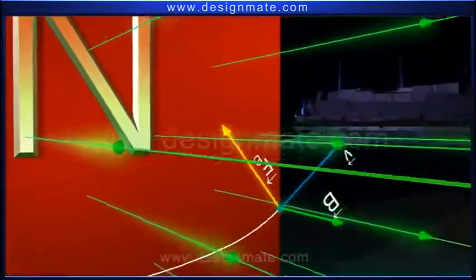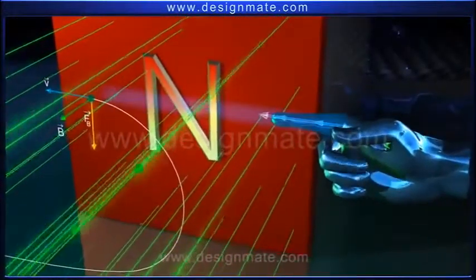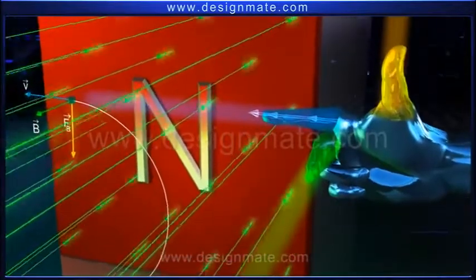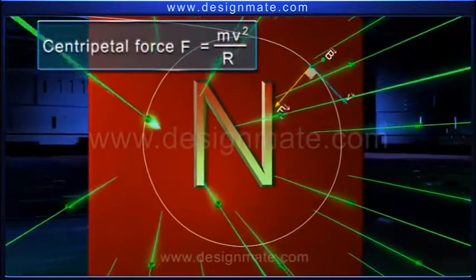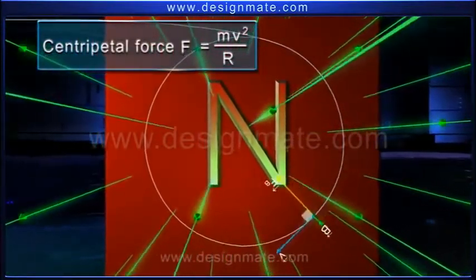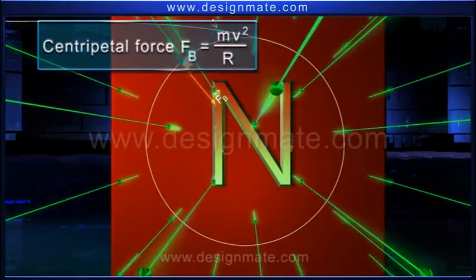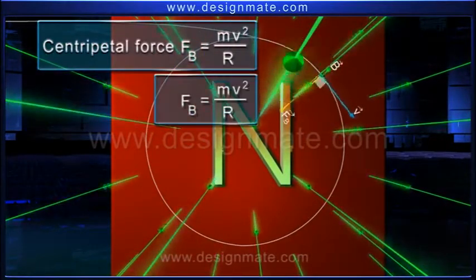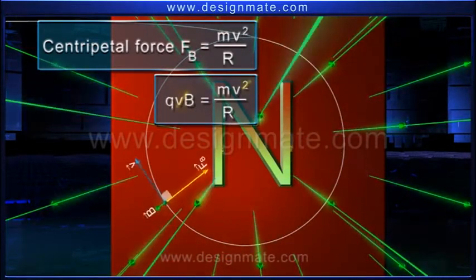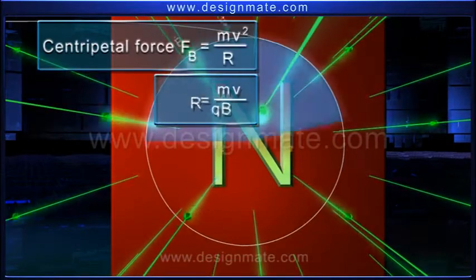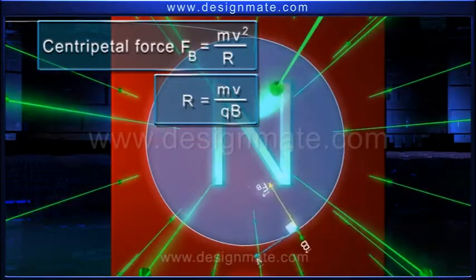The above fact is true for the negative charge also, but the direction of the magnetic force acting on it is opposite to that given by the thumb in the right-hand rule. For circular motion, the centripetal force F is equal to mv squared over r. Here, the centripetal force is provided by the magnetic force Fb. Hence, QVB is equal to mv squared over r. Therefore, the radius r of its circular orbit is r is equal to mv over qB.